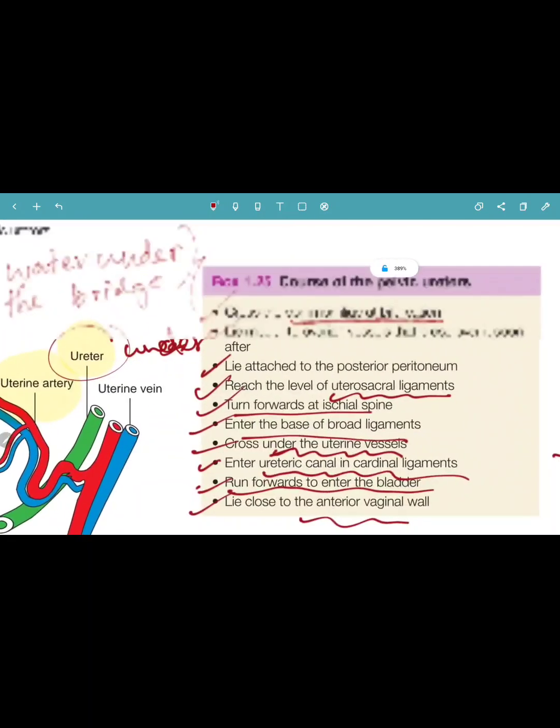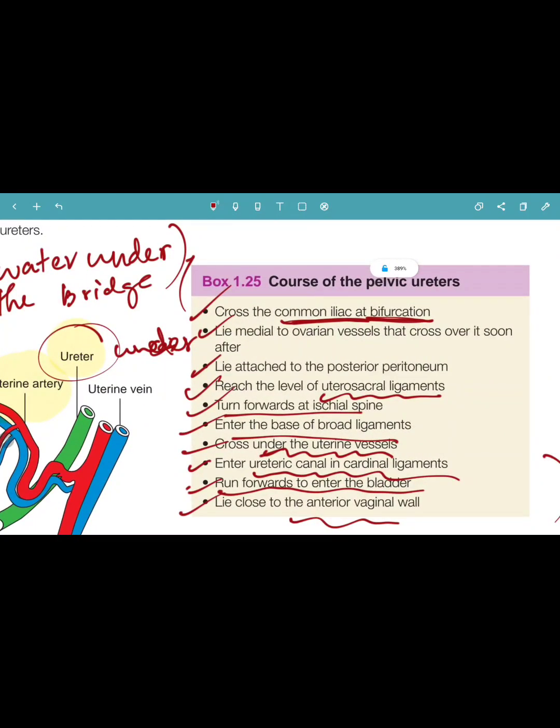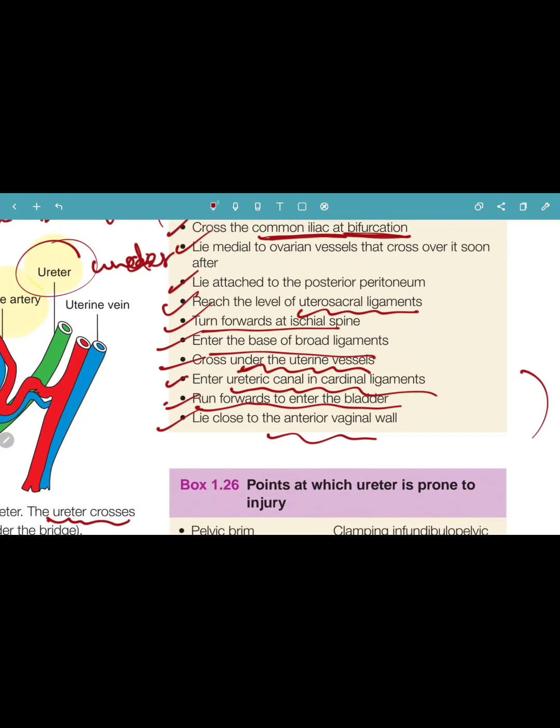The course of the pelvic ureters: first it crosses the common iliac artery at its bifurcation. It lies medial to the ovarian vessels that cross over it soon after. It lies attached to the posterior peritoneum. It reaches the level of the uterosacral ligaments. It turns forward at the ischial spine. It enters the base of the broad ligaments. It crosses under the uterine vessels and enters the ureteric canal in the cardinal ligament. It runs forward to enter the bladder and lies close to the anterior vaginal wall.